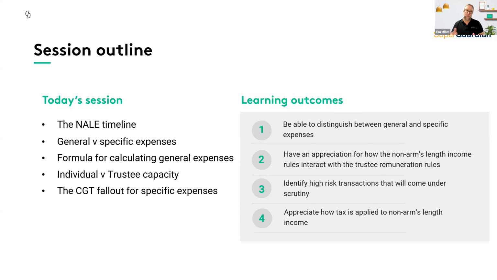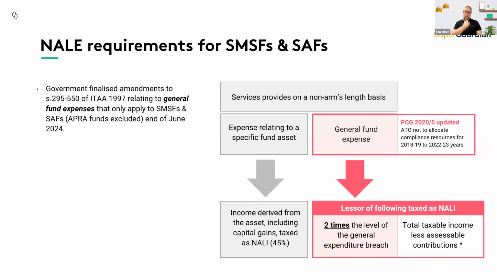So I'm going to talk a little bit through that whole gnarly timeline, effectively, holistically through the presentation today. Touch on the general versus specific expenses, work through an example of calculating the tax when we have a general expense, focus heavily, as we do, on the individual versus trustee capacity side of things, and then the CGT fallout. So when we've got specific expenses, the impact that has from a CGT point of view, and non-arm's length income.